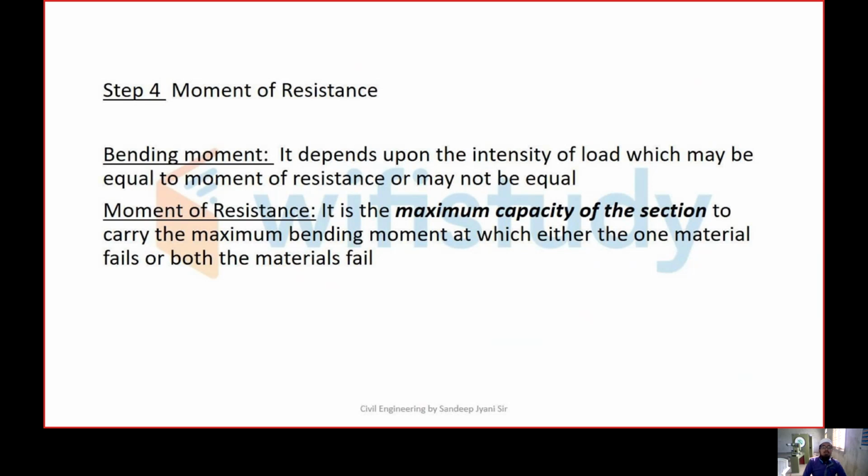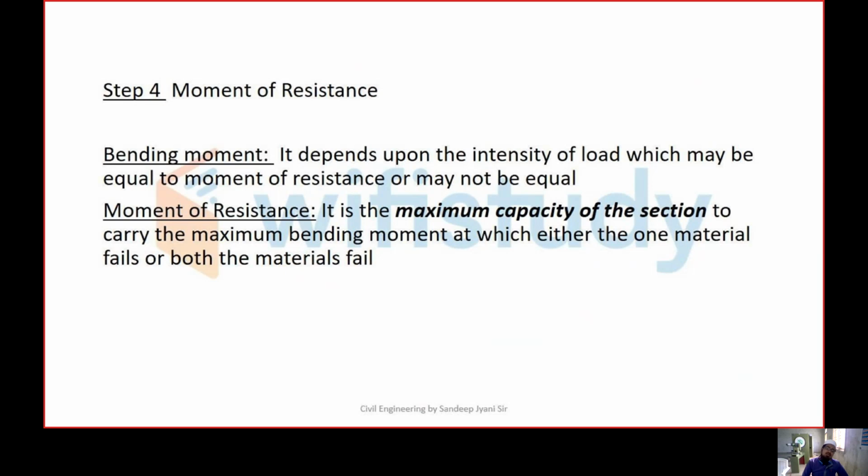Before that, you have to see what the bending moment is and what the moment of resistance is. You all know what the bending moment is. You have been studying it since second year, and you came across bending moment in strength of materials also. The bending moment depends upon the intensity of load, and it may be equal to the moment of resistance or may not be equal sometimes.